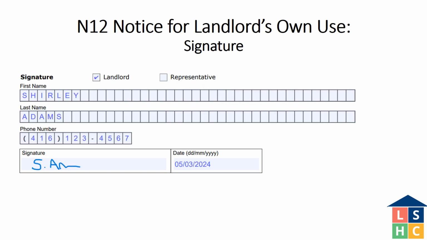The notice should be signed by the landlord unless the landlord has hired a lawyer or paralegal to be their representative, and they are serving the notice on the landlord's behalf. The date next to the signature should be the date the N12 notice is given or sent to the tenant.